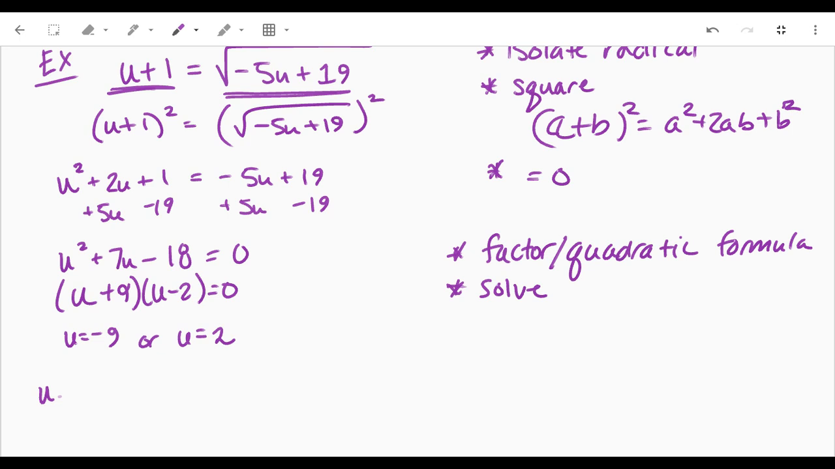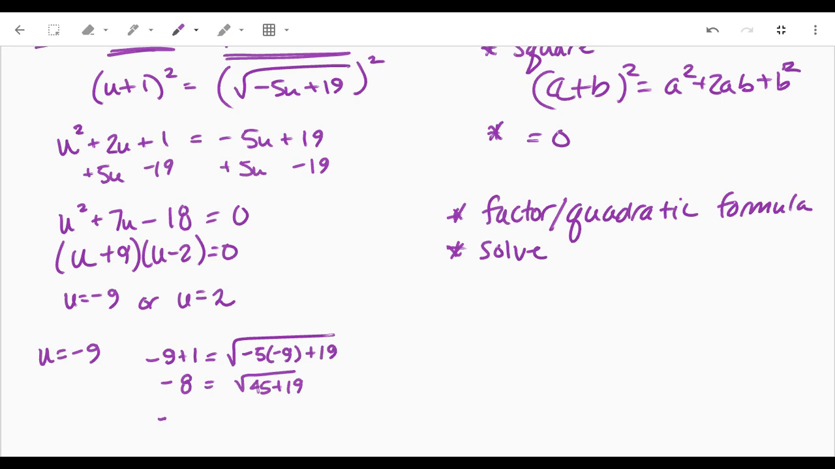Okay, so if we have u equals negative 9, then negative 9 plus 1 would be the square root of negative 5 times negative 9 plus 19. So negative 8 is the square root of 45 plus 19. Okay, and this one's not going to work for a different reason. We'd have the square root of 64. The square root of 64 is 8. That's it. It is not negative 8.